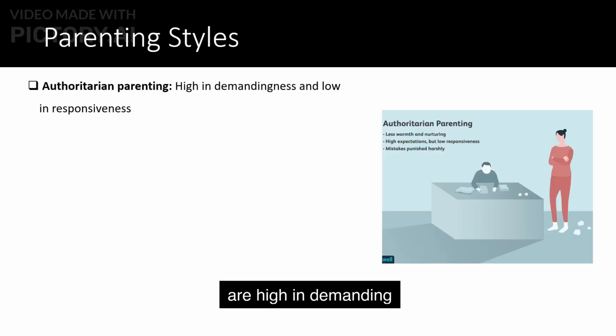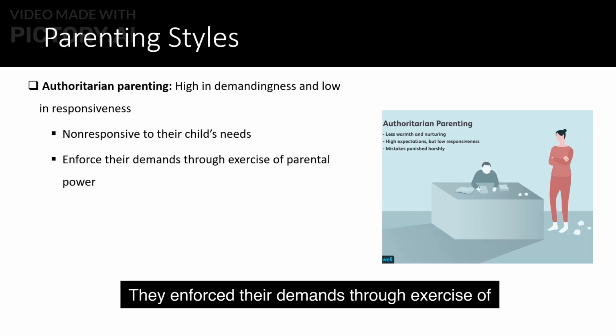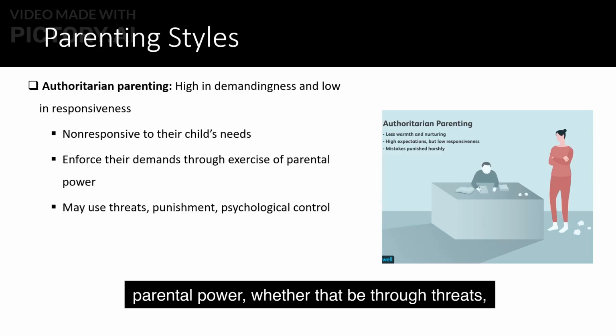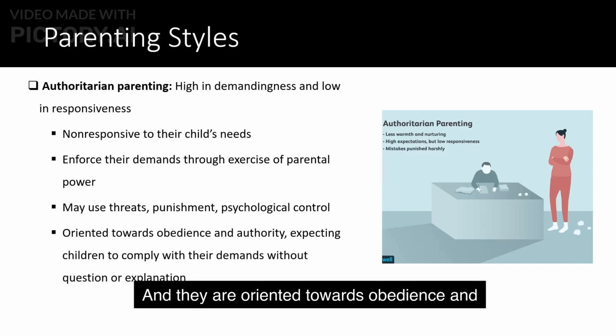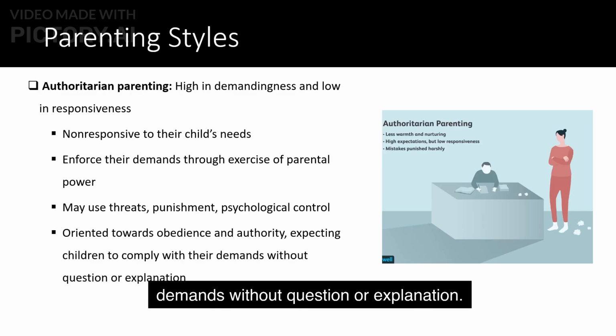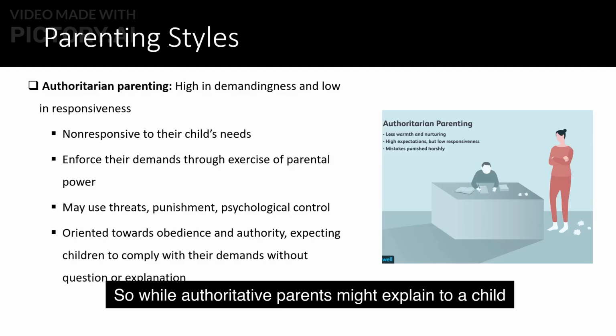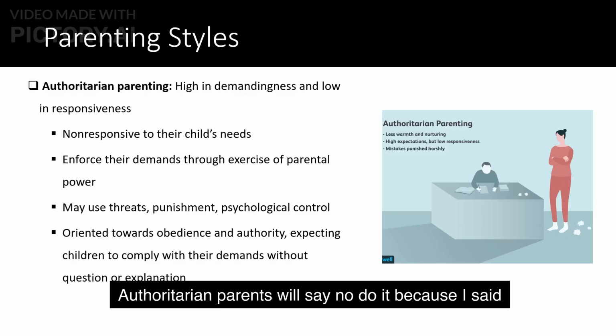There are also authoritarian parents. These parents are high in demandingness and low in responsiveness. These parents are non-responsive to their child's needs. They enforce their demands through exercise of parental power, whether that be through threats, punishments, or even psychological control. And they are oriented towards obedience and authority, expecting children to comply with their demands without question or explanation. So while authoritative parents might explain to a child why we don't do something, authoritarian parents will say, "No, do it because I said so."